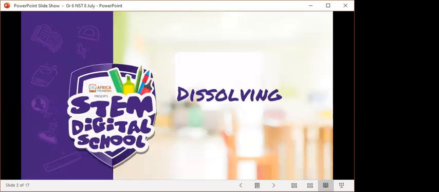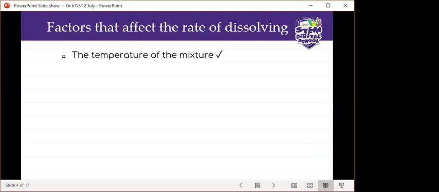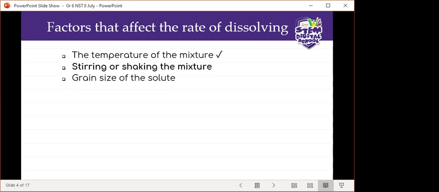So that was just the gist of yesterday's lesson. Today we are going to continue with dissolving. Remember, we looked at one factor: how temperature affects the rate of dissolving. Today we will look at how stirring or shaking the mixture affects the rate of dissolving, as well as the grain size of the solute.